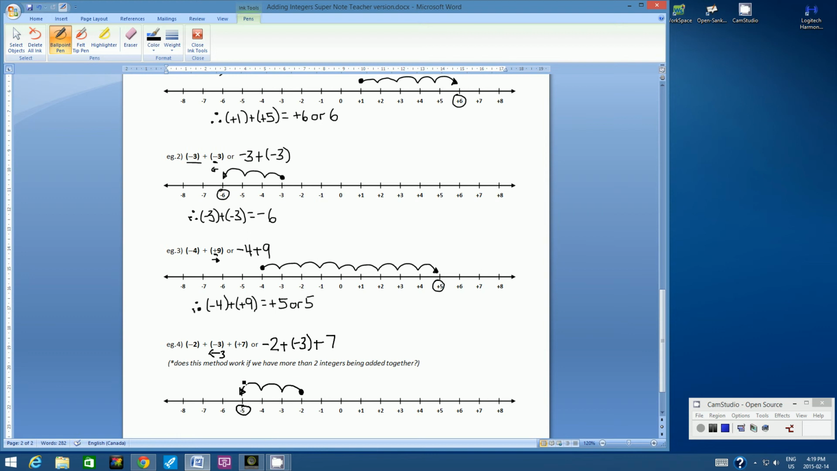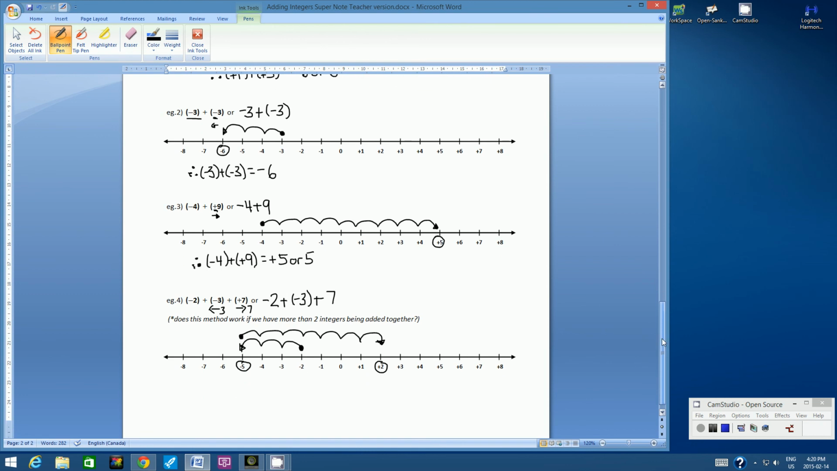Now, consider this our new starting point. Now let's use rule number 2 again. Look at the sign of the second integer, or in this case, the third integer. It's a positive sign, so that means we're moving to the right 7 places. Remember, this is our new starting point. So from this point, we're going to move 1, 2, 3, 4, 5, 6, and then 7 right here. And our new ending point is positive 2.